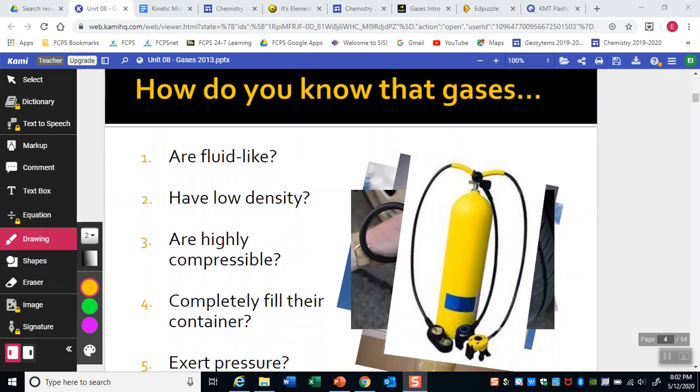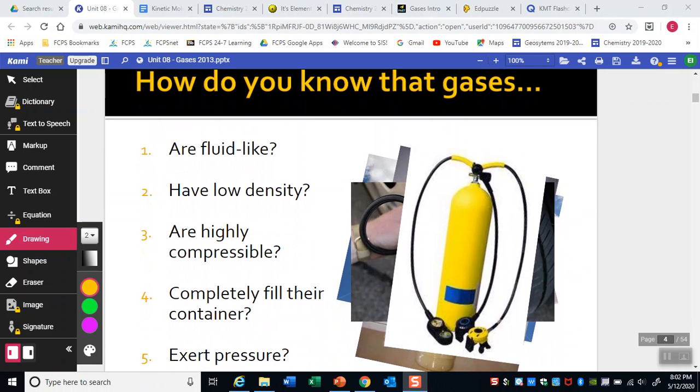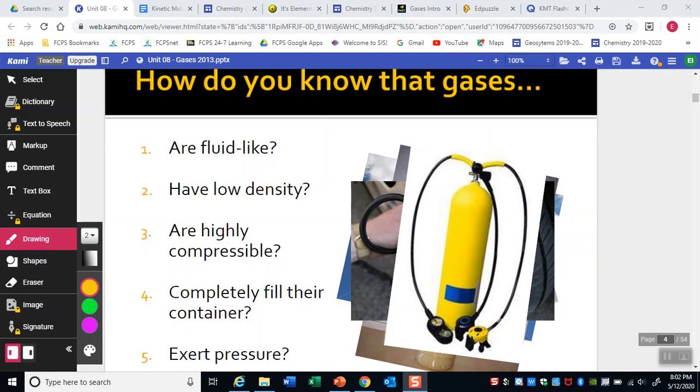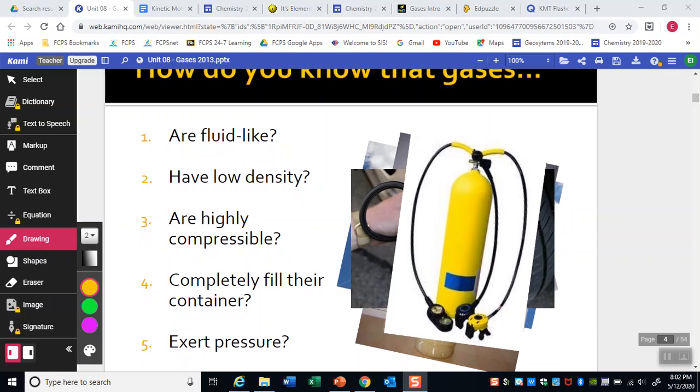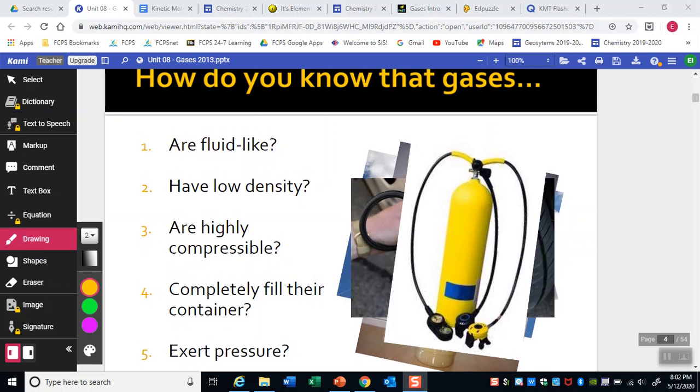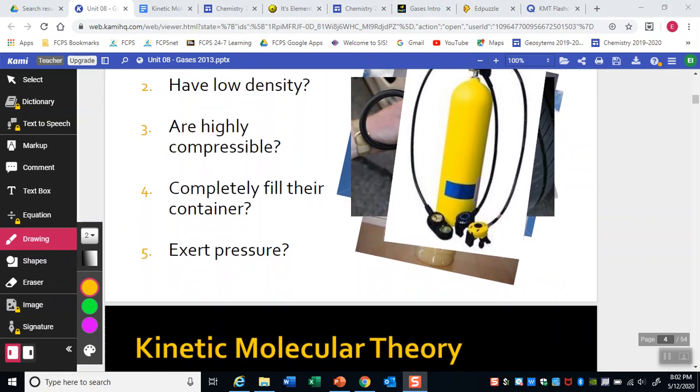So, first of all, talking about gases, they're like fluids, they have low density, they are highly compressible, right? You can squeeze them. They completely fill their container and they actually exert pressure. So these are facts, but how do we know that that is true?